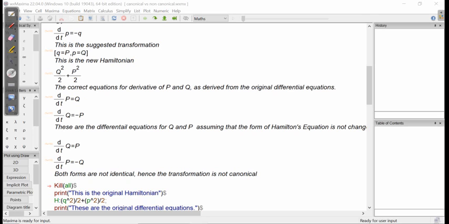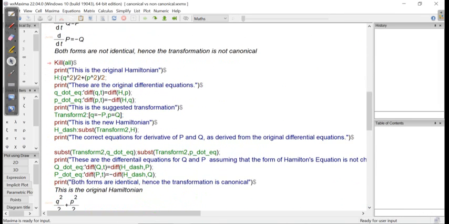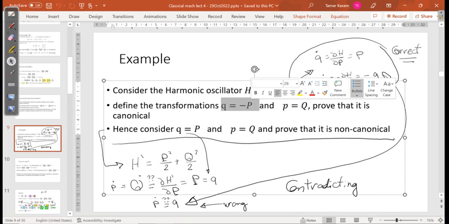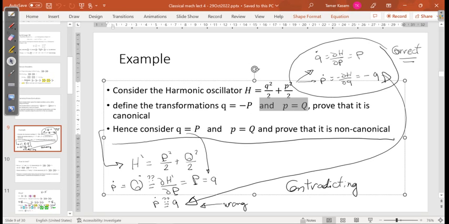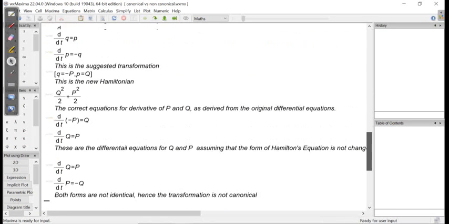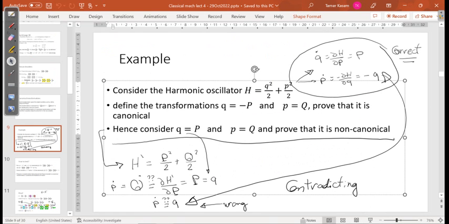Please have a look at another example. For the second example, q small is equal to negative p capital and p small is equal to positive q capital. Both equations, the correct one and the one derived from h dash, will be the same. You can find the details here in this Maxima file. So you may understand now the meaning, at least, of the canonical transformation, and you may be able to verify on your own whether the transformation is canonical or not.